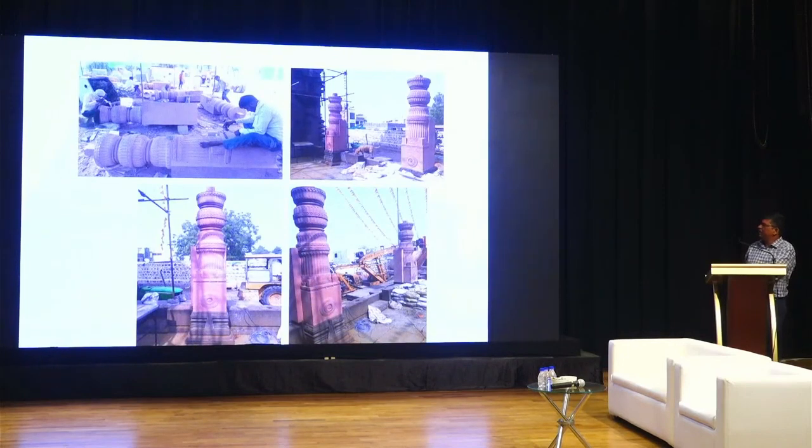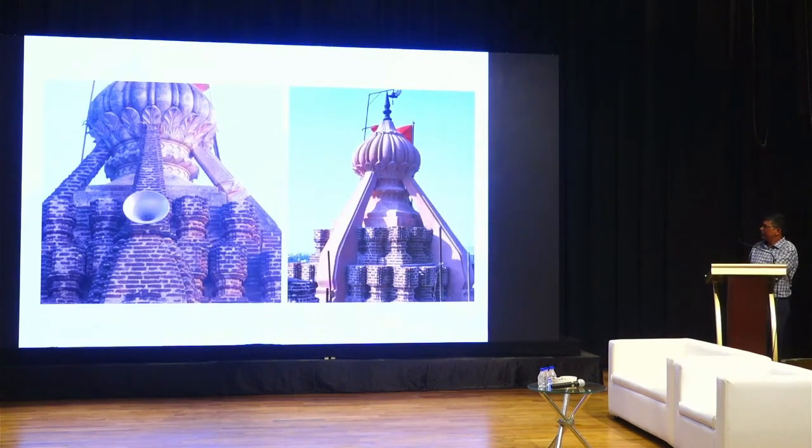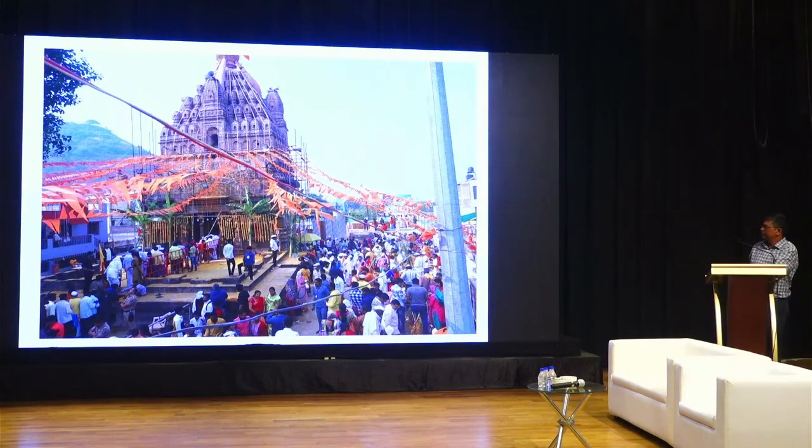This is the ongoing work on the site. These are photos from two days ago. This is the restoration of the Shikhara, the pointing and plastering, and masonry work where the masonry was loose and was taken up. We also restored the Deepmal. This is the Shikhara plastering of the Kalasha. This is the gathering during the festivals.